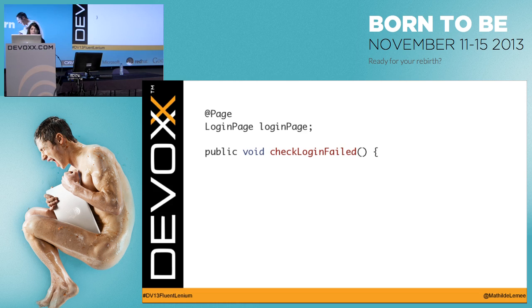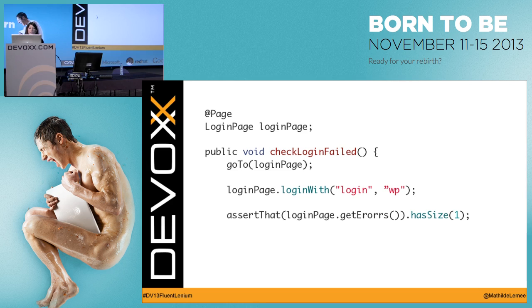And in my test, I will use the annotation add page to define a page during my test. It means the add test annotation, but normally it should be there. So here I say, okay, go to my page, log in with my login and my password, and just assert that I've got the right number of errors.